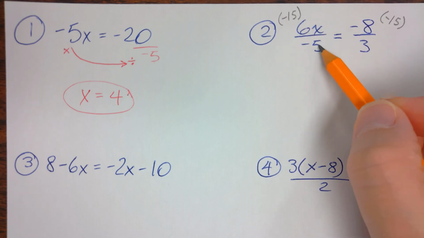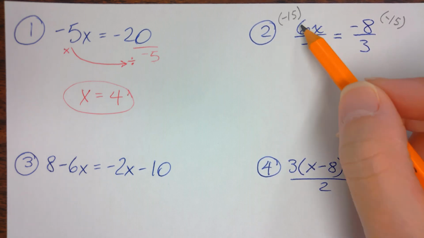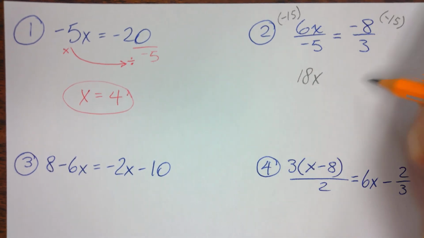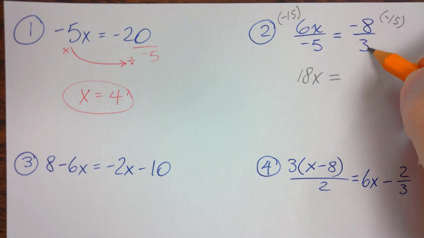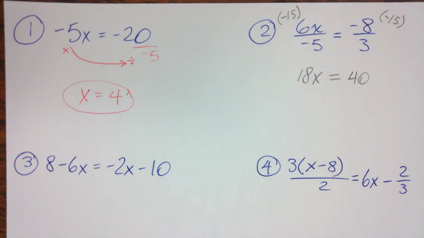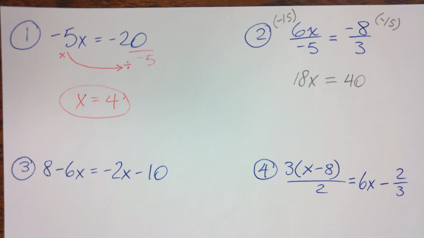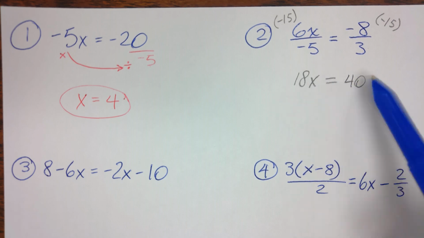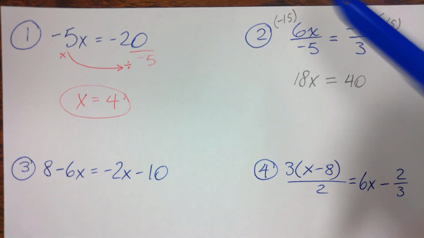negative 15 divided by negative 5, I get 3. 3 times 6x, I get 18x. And then negative 15 divided by 3 is negative 5. Negative 5 times negative 8, positive 40. Okay, so you see how that multiplying through by the lowest common denominator will get rid of the fractions in one step.